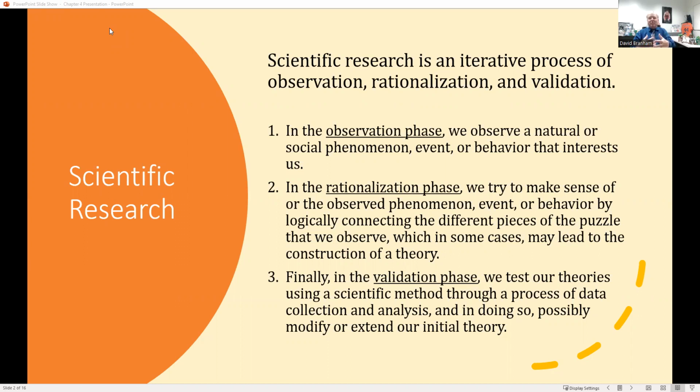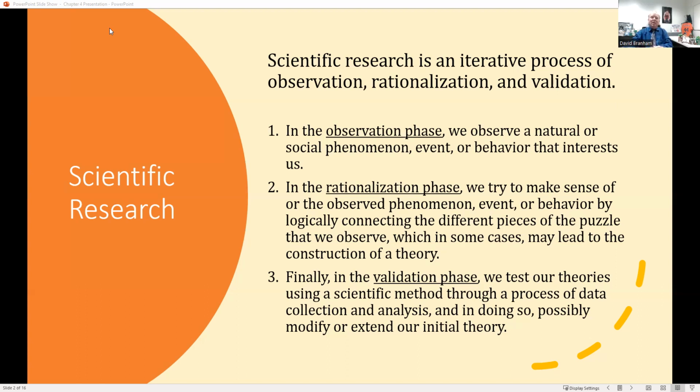So then we go to that rationalization phase where we try to make sense of what's going on in society, and then we logically connect the different pieces of the puzzle together so that we can develop a theory of what's actually going on in our society. Then finally, once that analysis has led us to a construction of a theory that we can test, then we get to the validation stage where we test our theories using the scientific method. And this is what we're going to really focus on in this chapter.